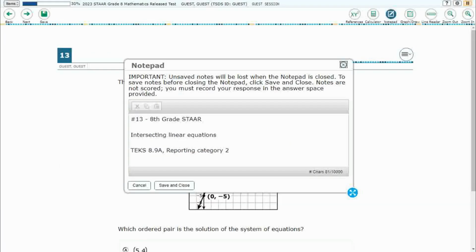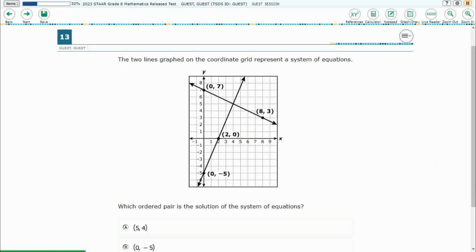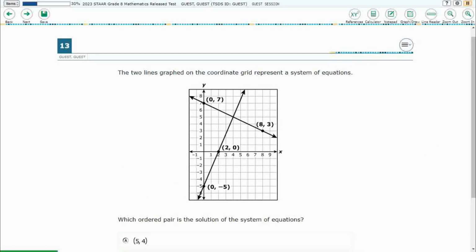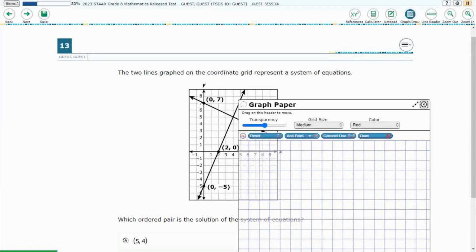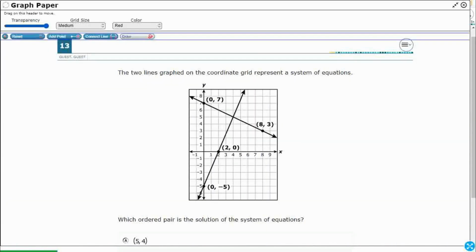For number 13, we are looking at intersecting linear equations. This is TEKS 8.9a in reporting category 2. We've got two lines graphed on a coordinate grid. We need the ordered pair that is the solution. Now, we don't need to make this overly complicated. If we could recognize that a solution needs to be a point that happens to be on both lines.